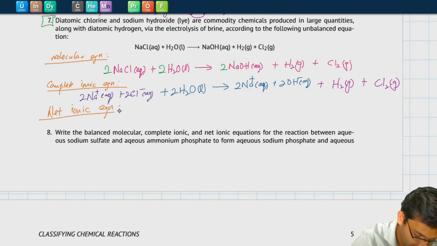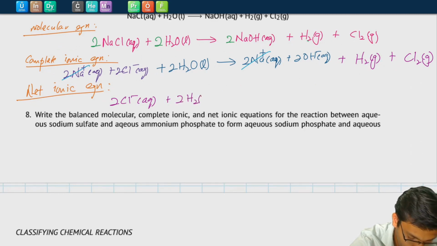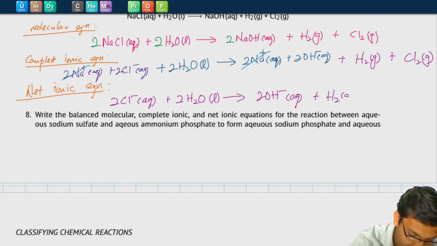Okay, let's look at our net ionic equation. Before we write that, let's look at our spectator ions. So 2 Na+ on the left, 2 Na+ on the right, that stays the same. Cl- on the left, but Cl2 gas on the right, so that changes. Water on the left, and then various things on the right, so that also changes. So what we're left with is 2Cl- aqueous plus 2H2O liquid, going to give us 2OH- aqueous plus H2 gas plus Cl2 gas.